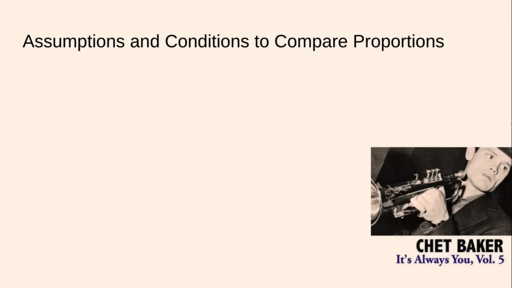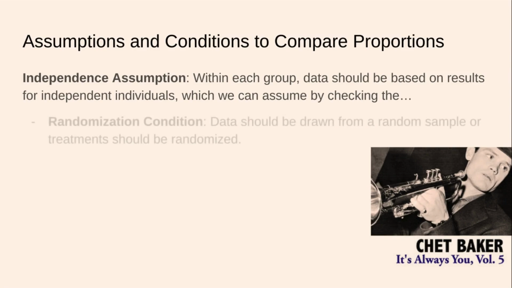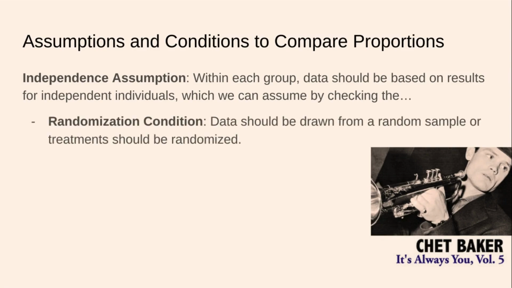So there are some assumptions and conditions that we need to consider that we've seen many times before, as Chet Baker once performed, it's always you. Always you guys. Independence within groups now. So not only independence between the two groups, but independence within each group must be assumed. So within each of the two groups you're considering, data should be based on results from independent individuals. We could assume this by checking the, you guessed it, randomization condition, always you. Data should be drawn from a random sample or treatments should be randomized.